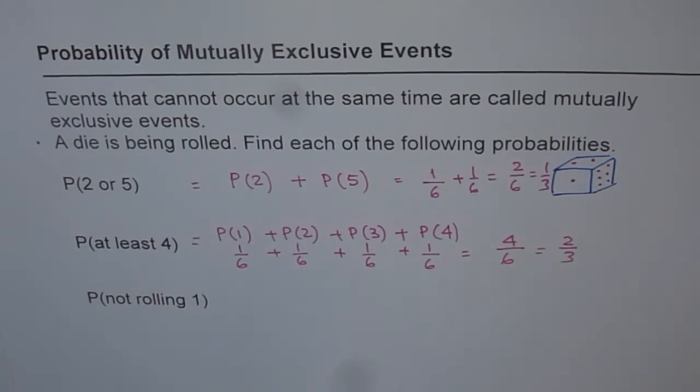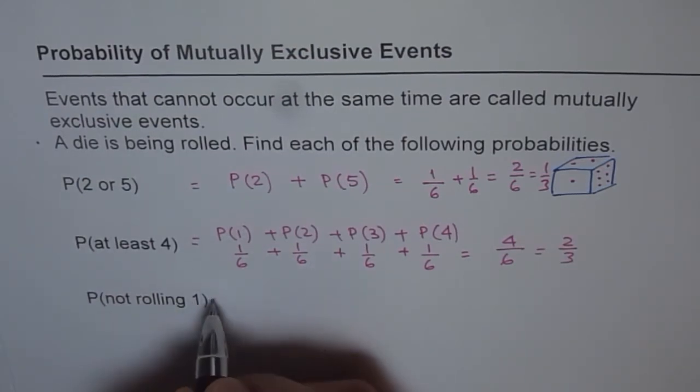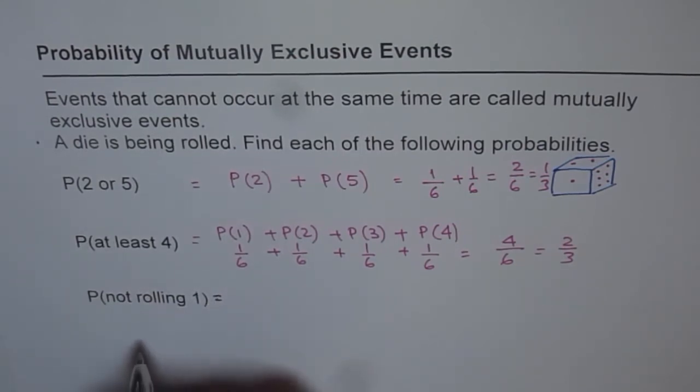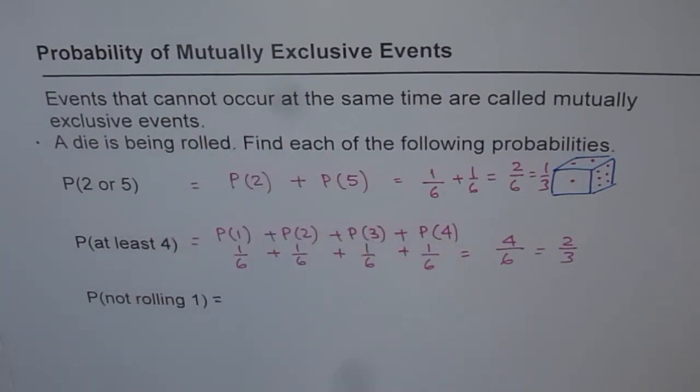Now let's try to do the last one. Probability of not rolling 1. Not rolling 1 you could do in many different ways. So when we are saying mutually exclusive, that means we are trying to say rolling 2, 3, 4, 5 and 6, right? So let's go with the definition. Otherwise we could have found the probability of rolling 1 and then taken it away from 1. So we can show you both the methods.